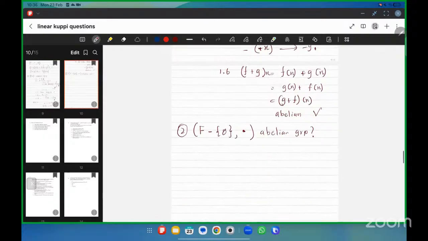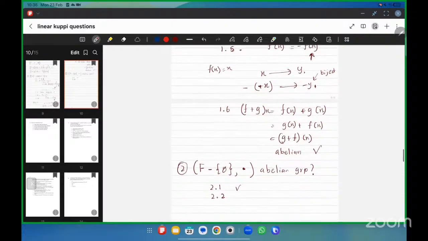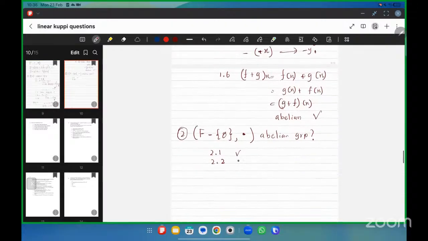So here also, the first thing is it is non-empty. Second thing is, when we perform f, we get the output. The output is also bijective or not. We have to think about that.